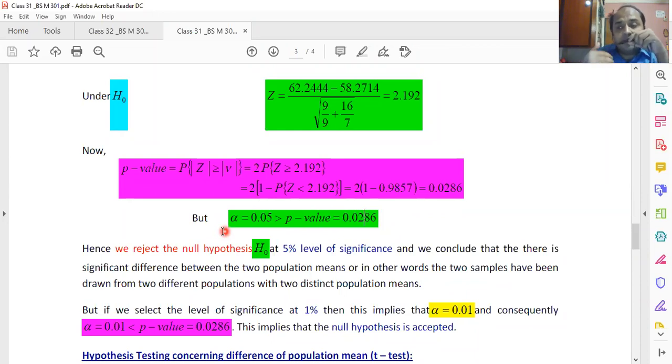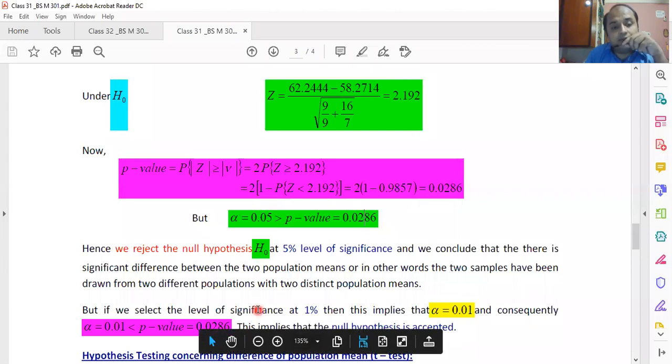You can ask me to try to consider the level of significance in a smarter way so that I can accept the null hypothesis. Yes, I have done so. So here I have chosen the level of significance at 1%. And if the level of significance is at 1%, alpha equal to 0.01, then you see what is happening.